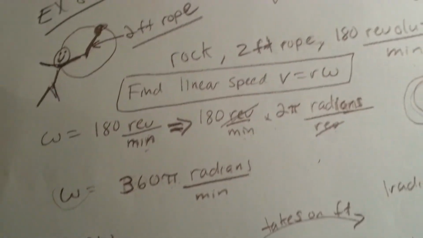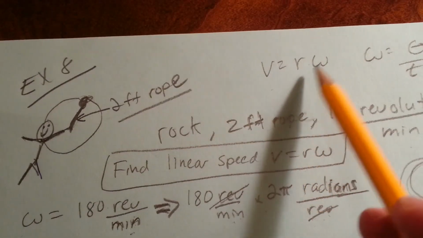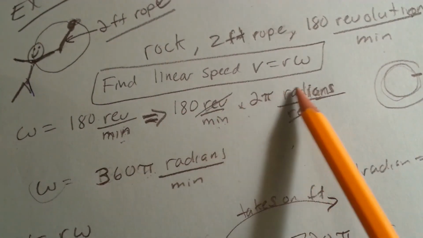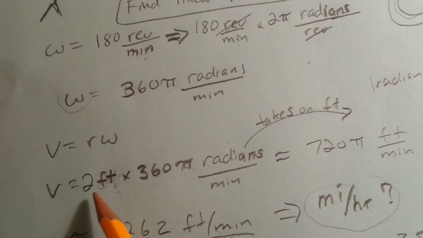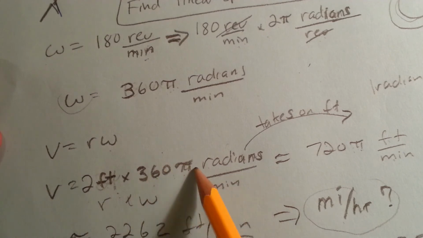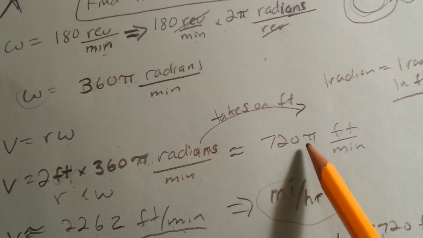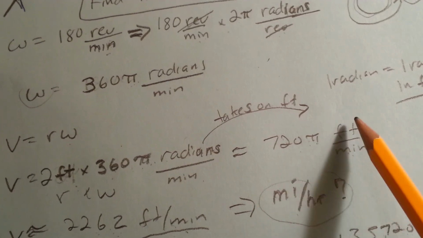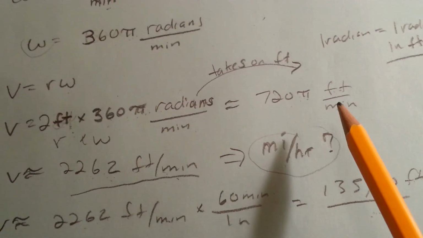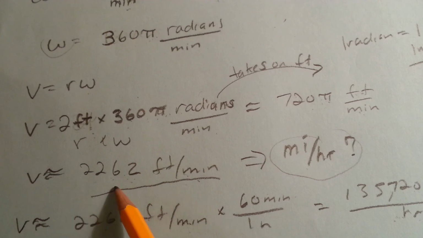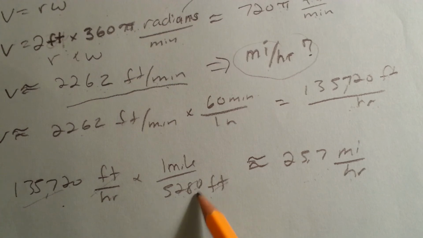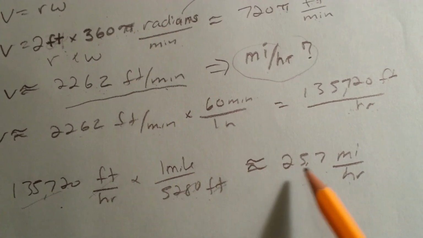The big thing to take away from this is what? Linear velocity is r omega. Omega is theta over time, in radians per time. I converted revolutions per minute to radians per minute. And I went back and multiplied my radius times omega of 360 pi radians per minute, giving 720 pi feet per minute. Radians are a unitless measure; they take on the units of the radius, which is feet. Here we just multiplied by pi to get an approximation. We converted feet per minute to feet per hour, and then we divided by 5280 feet per mile to get our final answer.